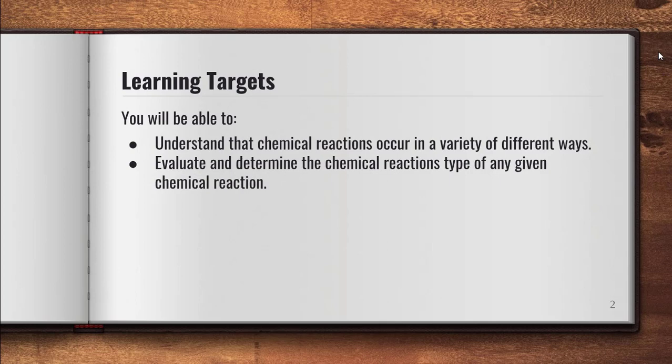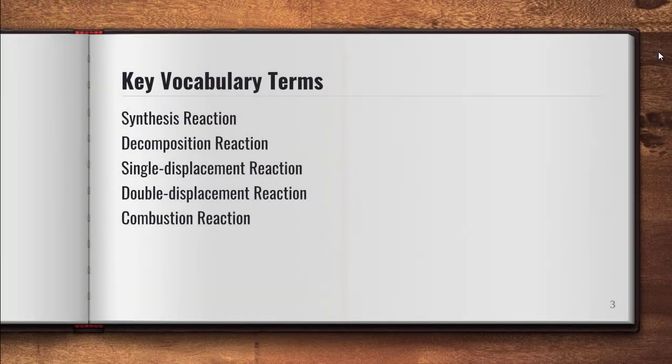So our learning targets for this particular video, you should be able to understand that chemical reactions occur in a variety of different ways. You should be able to evaluate and determine the chemical reaction types of any given chemical reaction. So if I give you a reaction, you should be able to identify fairly easily what type of reaction is taking place. So really we just have 5 vocab terms for this particular video. All of them describe a particular type of chemical reaction. So we're going to look at synthesis reactions, decomposition reactions, single displacement, double displacement, and combustion.